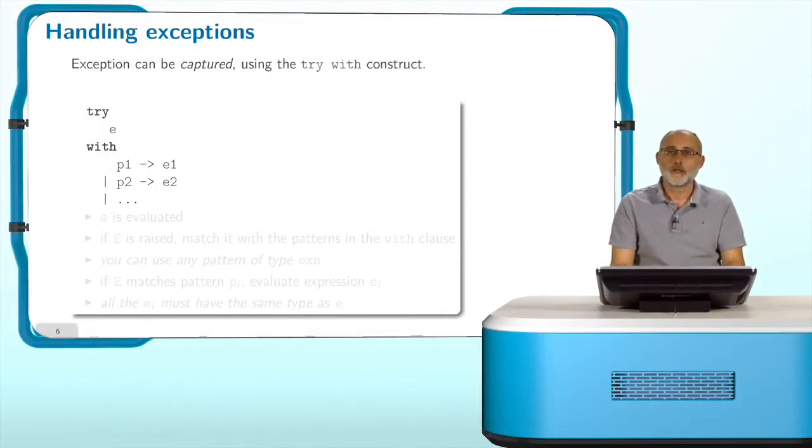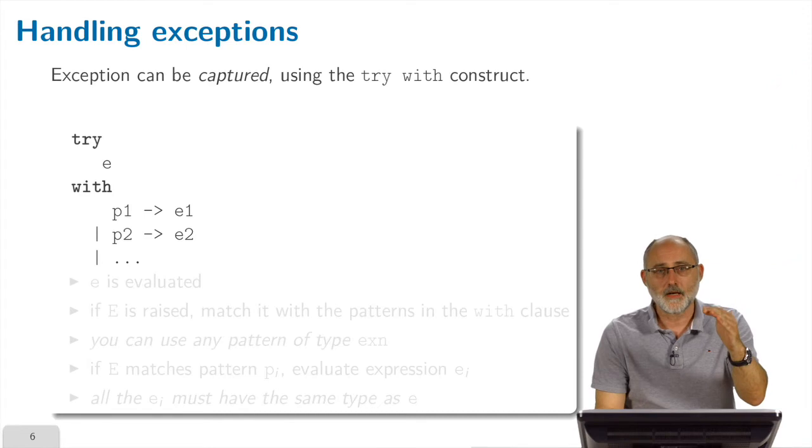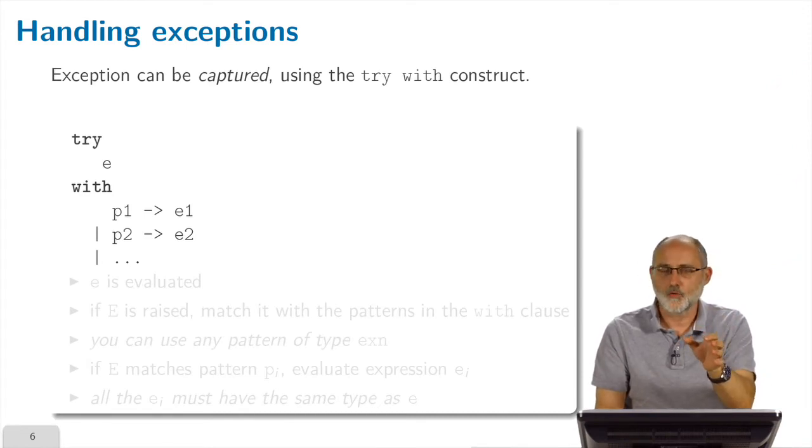Well, it's very interesting to be able to raise exceptions, but it is also fundamental to be able to capture them and do something with them in case you want to handle an exceptional situation. This is done in the OCaml programming language with a try with construct. Here we have an example of the syntax. So basically you write try, then any expression you want, then with, and then you have a pattern matching.